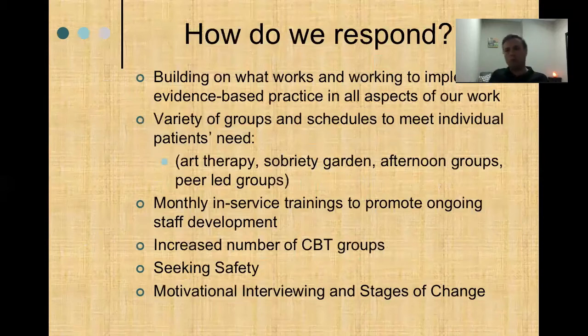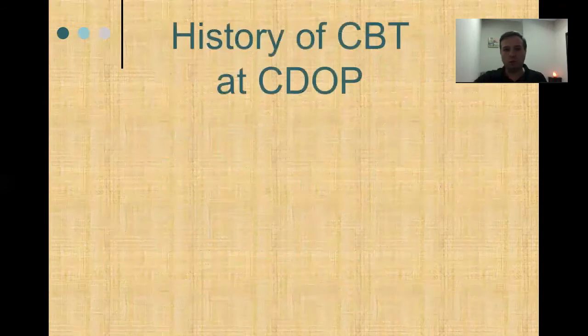We started to do monthly in-service trainings where myself, the psychologist, and a few other specialists would do trainings. And what we did, we increased our CBT groups, which is what this presentation is about. We introduced trauma-informed work, and we started really enforcing the idea of motivational interviewing and stages of change into all the work that we did.